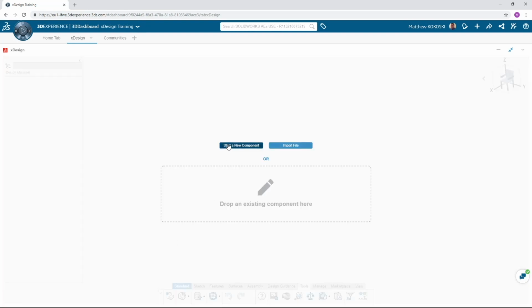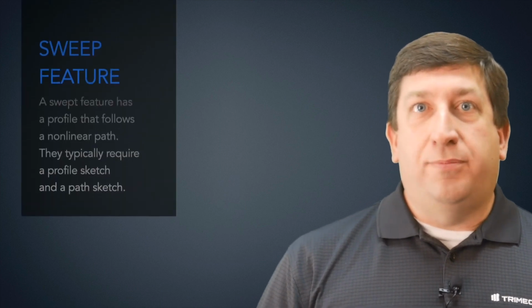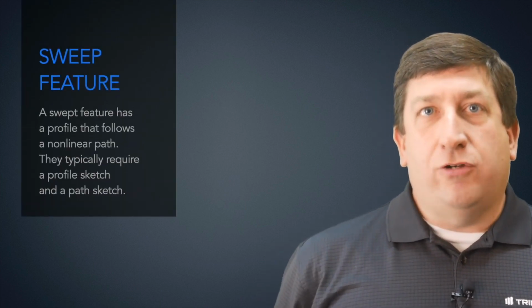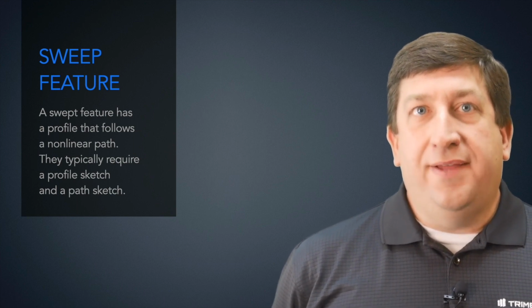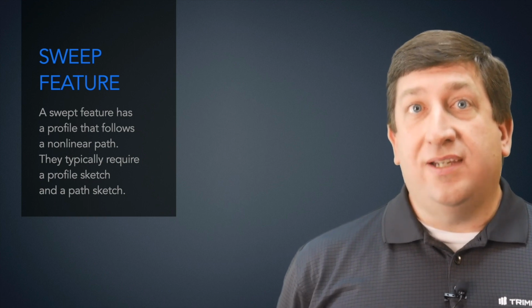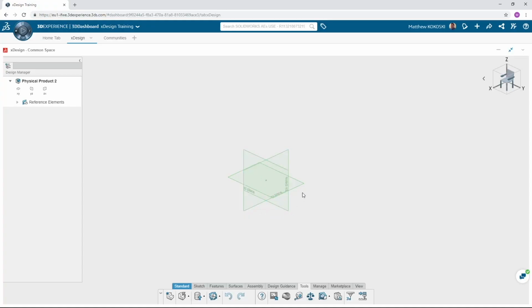We will start out with a sweep feature. A sweep is a feature where a profile follows a nonlinear path. A sweep typically requires 2 sketches, a path and a profile. As a general design practice, I always like to sketch my sweep profiles last. That being said, we will start with the path, select a plane, and start a sketch.